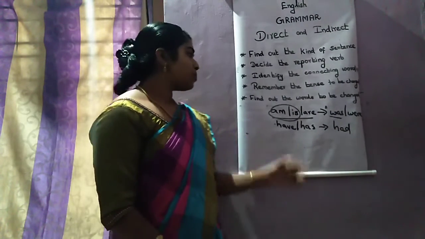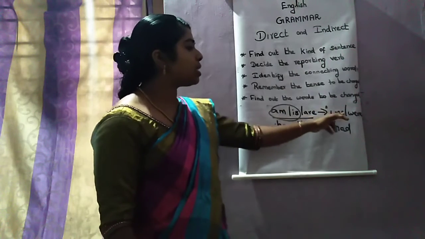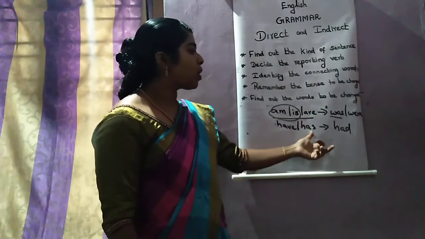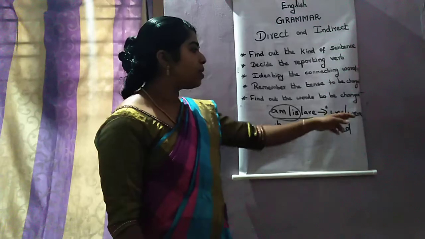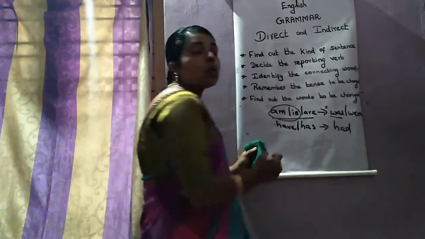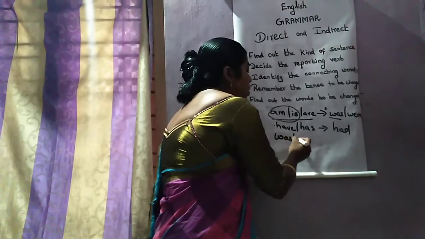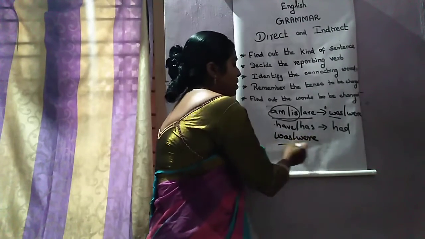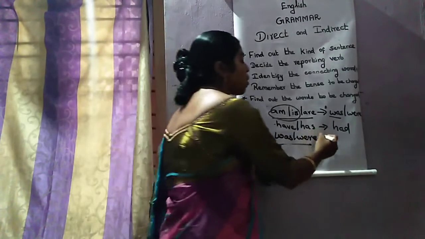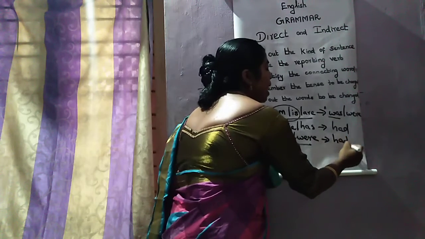Okay? So, am, is, are will change into was or were. Have or has will change into had. If it is, I already told you, is it? Was or were is already given in the sentence. How will it change? This was or were will change into had been.